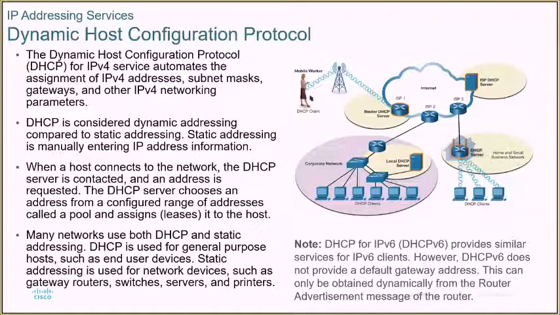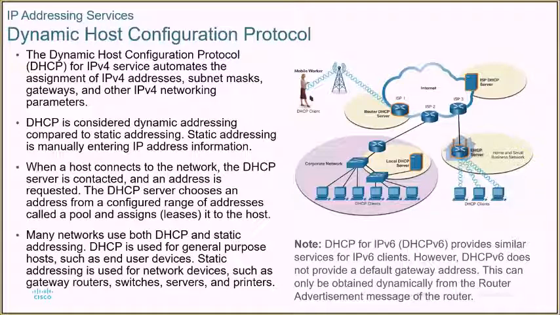When a host connects to the network, the DHCP server is contacted and an address is requested. The DHCP server chooses an address from a configured range of addresses called a pool and assigns or leases it to the host. Many networks use both DHCP and static addressing. DHCP is used for general purpose hosts such as end user devices. Static addressing is used for network devices such as gateways, switches, servers and printers.